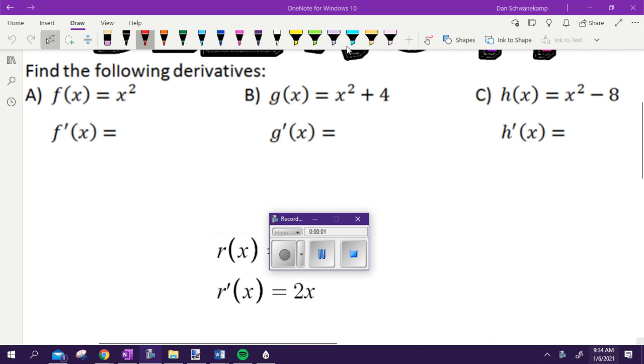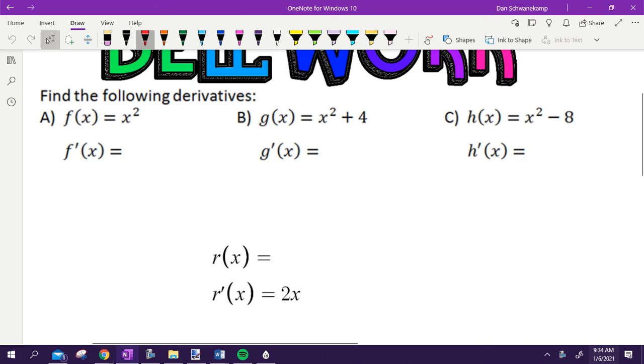All right, what we're learning today is extremely important. What we're doing today, we're going to do every single day from here until the end of the semester, so make sure we can do it. So we're finding the following derivatives.